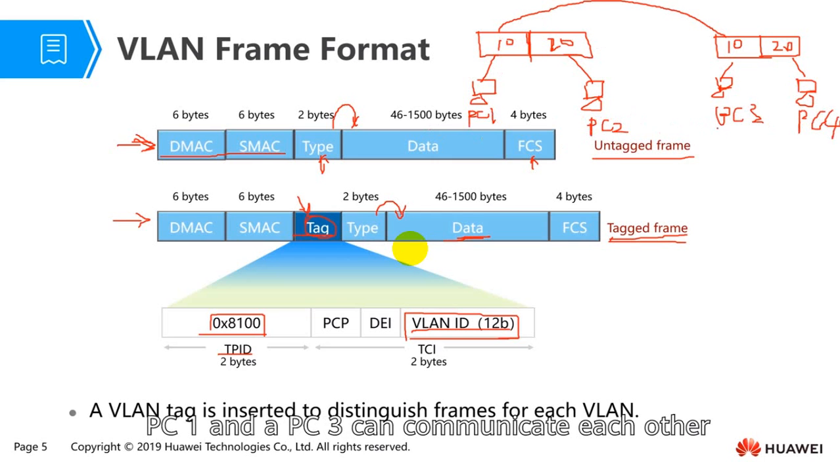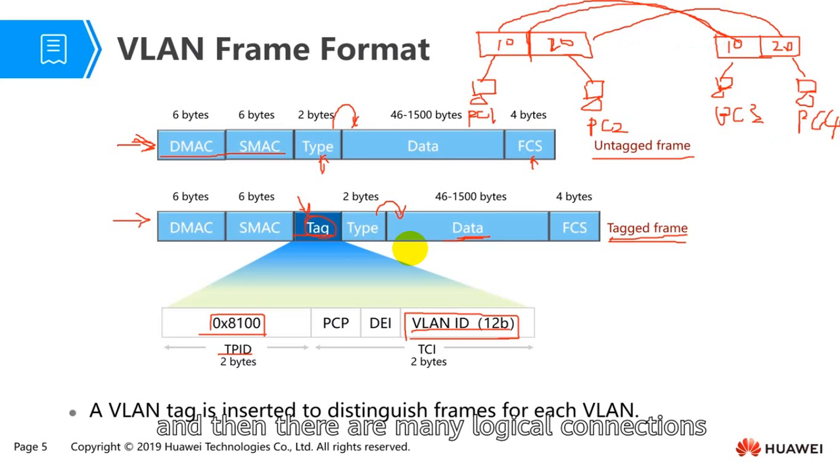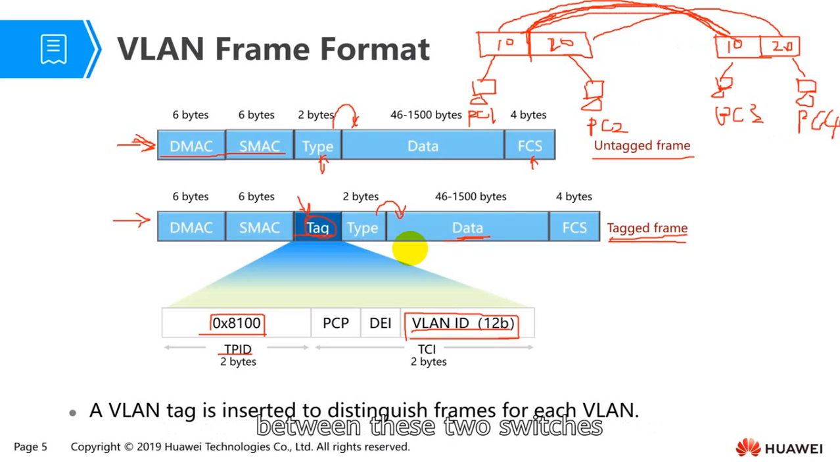PC1 and PC3 can communicate with each other, okay? And if we want PC2 and PC4 to communicate with each other, we also need a connection. This is the basic solution, but it is not a good solution. Each VLAN needs a physical connection. If we could use one physical connection, with many logical connections between these two switches.